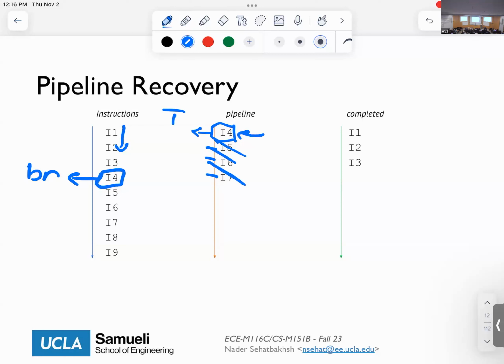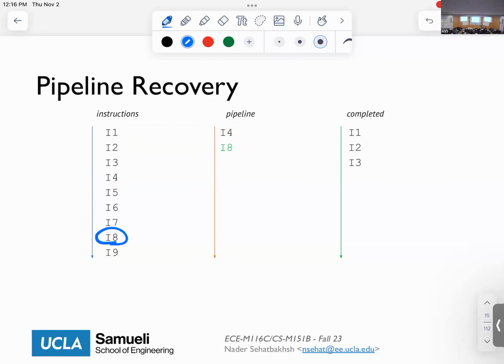So far, so good. I've shown you how this can be done in a pipeline processor. So you flush this, and then you go and fetch the right instruction. For example, let's say I8 is the right instruction. So you complete that. Nothing bad will happen.